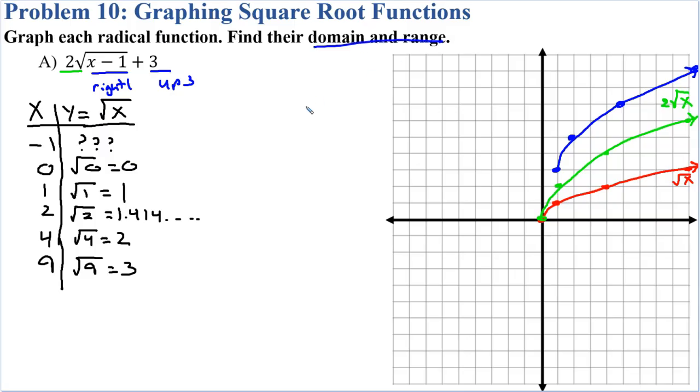We also want their domain and range. Domain is the x values. The x values here run from 1 on up. So we'll say the domain is x is greater than or equal to 1. And then range is my y values. Well, the lowest y value is a 3, and then it continues up from there. So we'll say the y's are greater than or equal to 3.